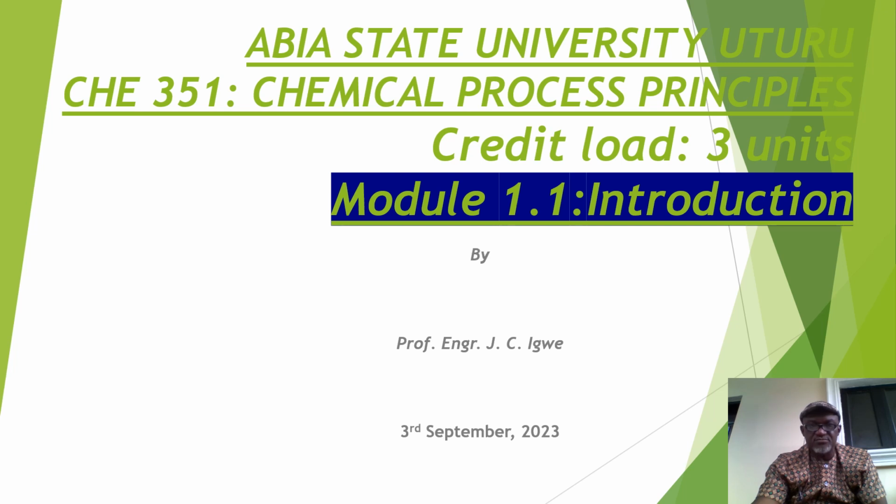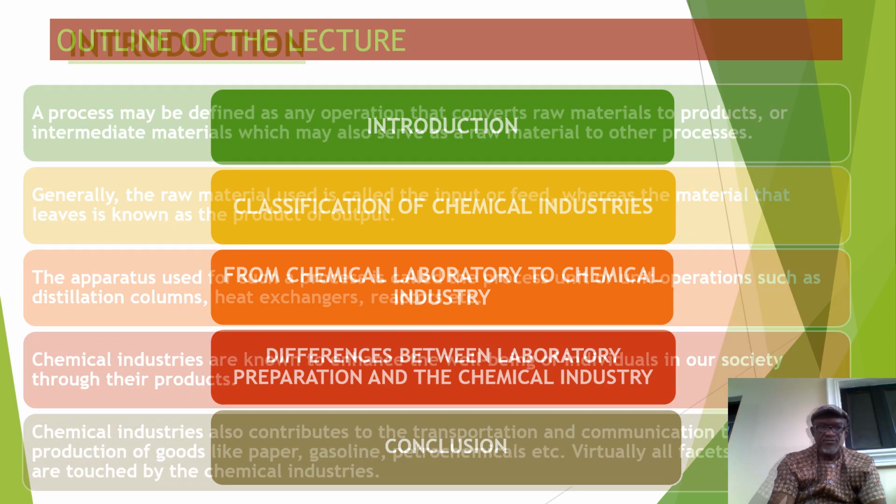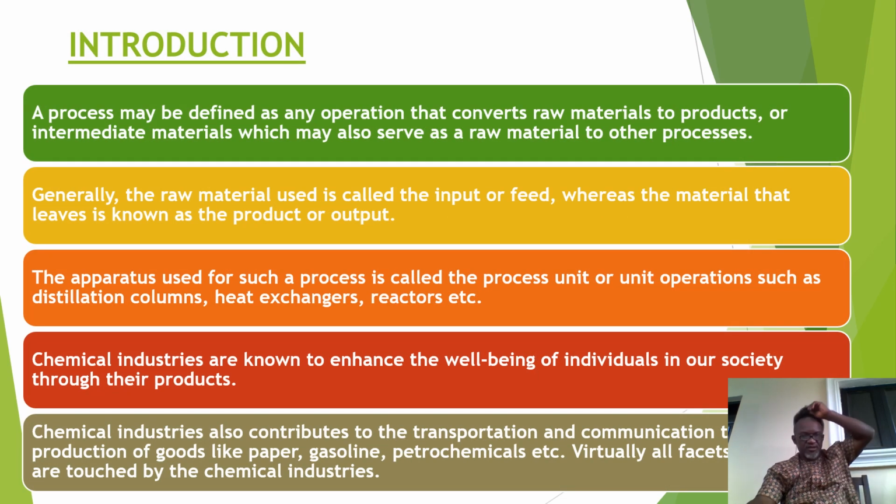So module 1.1, the outline of the lecture will follow this: introduction, classification of chemical industries, moving from chemical laboratory to chemical industry, differences between laboratory preparation and chemical industry, and then we conclude. Introduction.